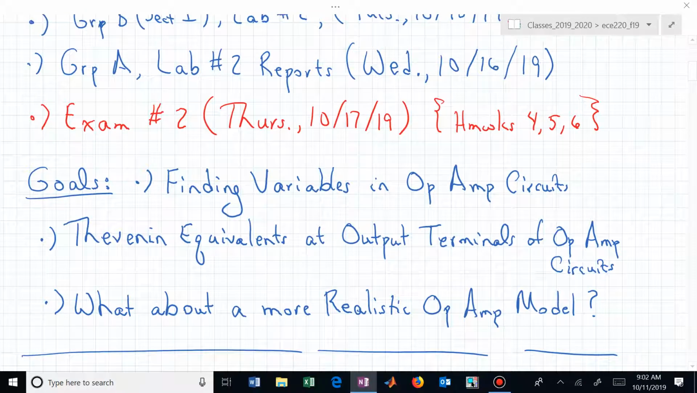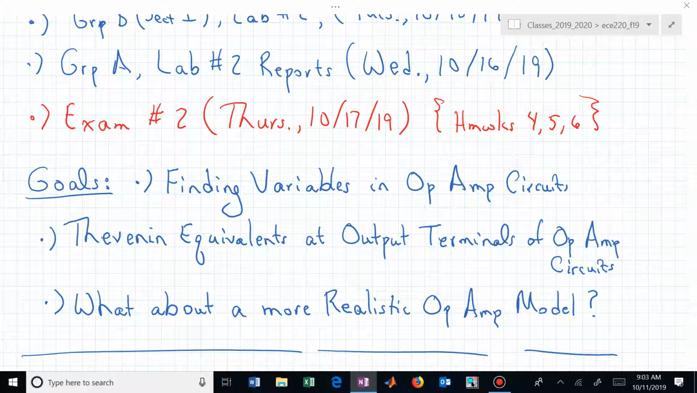Today, what I want to do is look at various op-amp circuits. We're going to solve some problems. We're going to do some exercises today. Looking at various variables in op-amp circuits, we'll then go back to where we sort of finished last lecture, which was looking at what these op-amp circuits look like from the output side, or at the output terminals. What are their Thevenin equivalents? Can we find those? And hopefully we will get eventually to this realistic op-amp model. You already have the Chapter 4 material to be able to analyze that. It's just a little bit more nodal analysis.